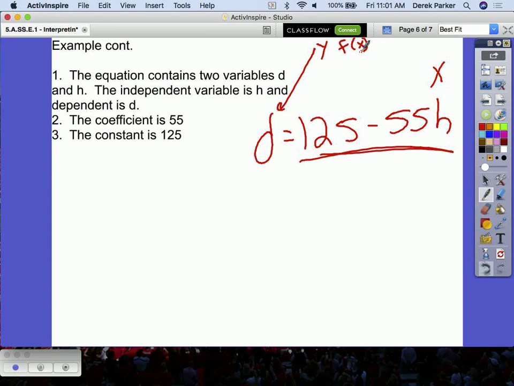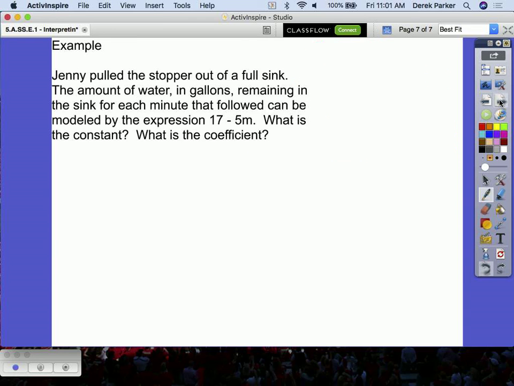We've already talked about the variables, but the coefficient is the number being multiplied by the variable. We could also say that's negative 55 because it is decreasing, and the constant is 125.